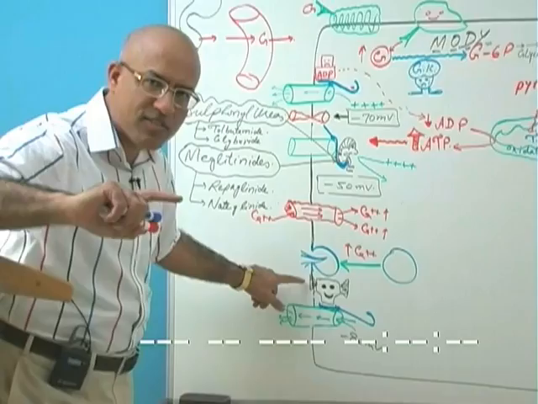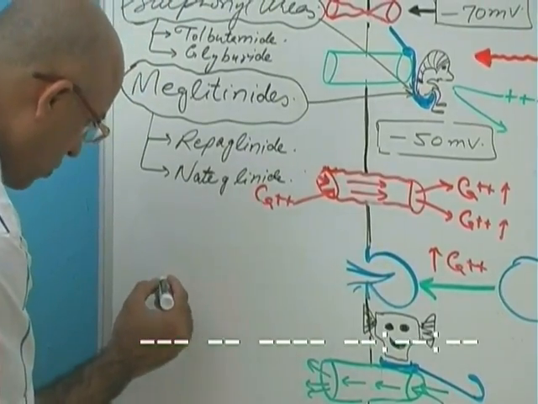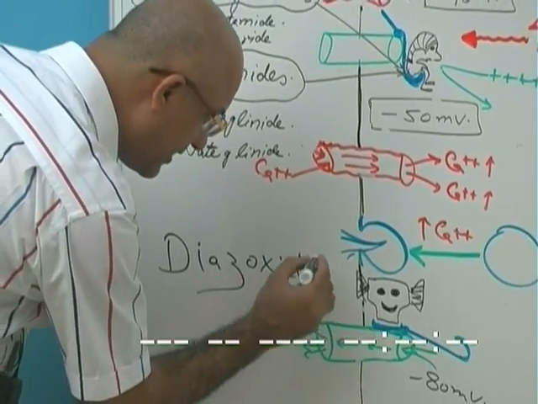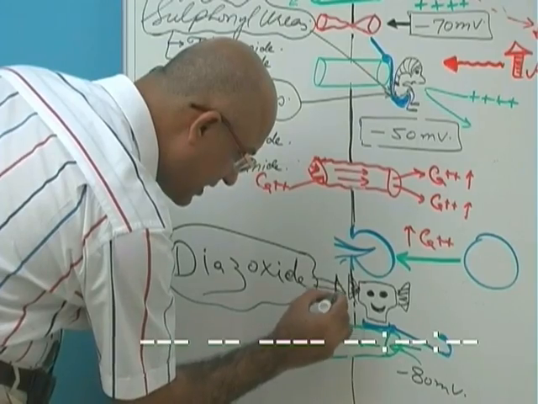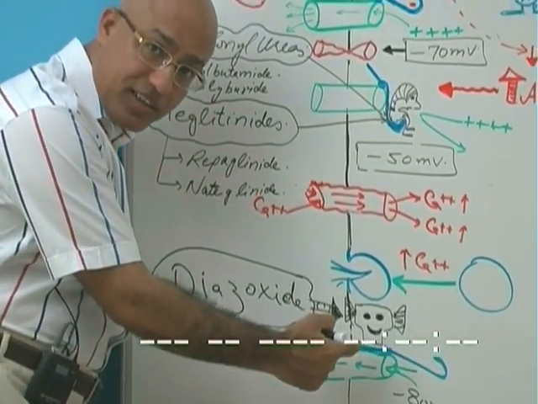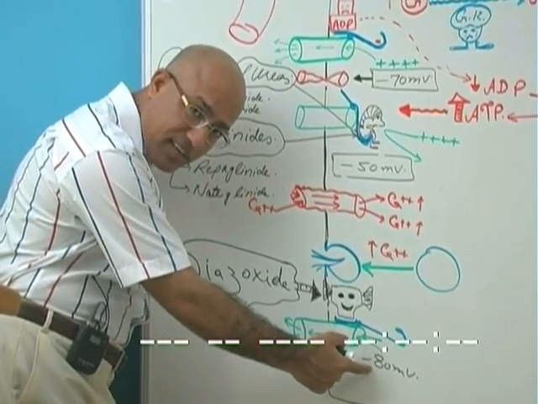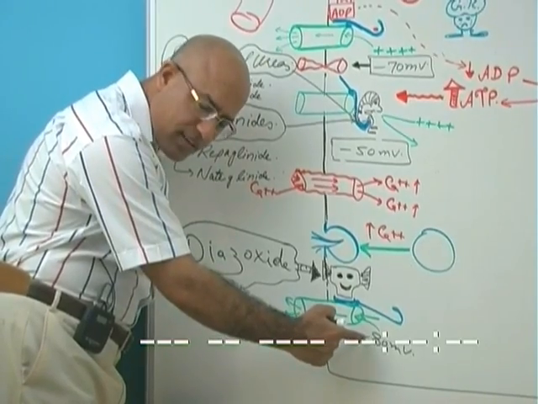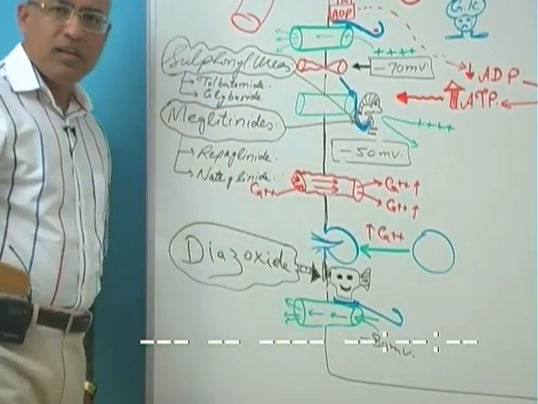The classical example of this drug is, who can tell me? Yes. Diazoxide. Very good. Diazoxide is a drug which can act on the ATP sensitive potassium channel, keep it overactivated, leading to excessive efflux of potassium, keeping the membrane hyperpolarized, not allowing the membrane to depolarize, not allowing the activation of voltage sensitive calcium channels, not allowing calcium to come in, and not allowing insulin secretion.